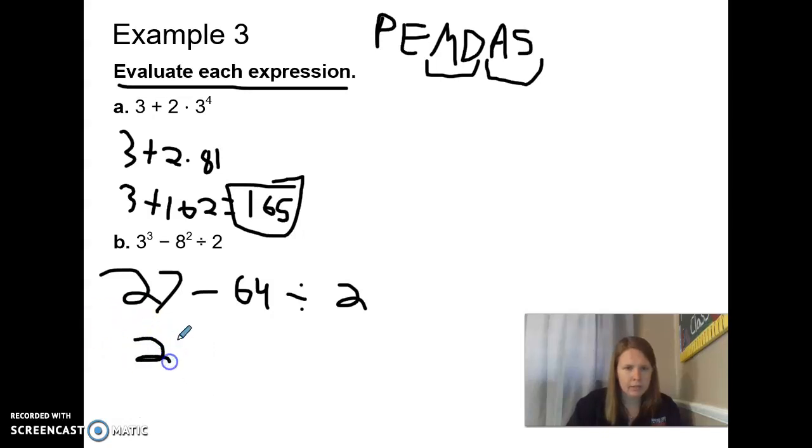I'm going to just rewrite the 27 minus. Okay, 64 divided by 2 gives me 32. So 27 minus 32, I can already tell this is a smaller value minus a larger, so I'm going to get a negative value. When I do this, I end up with a negative 5. Okay, and that is my solution.